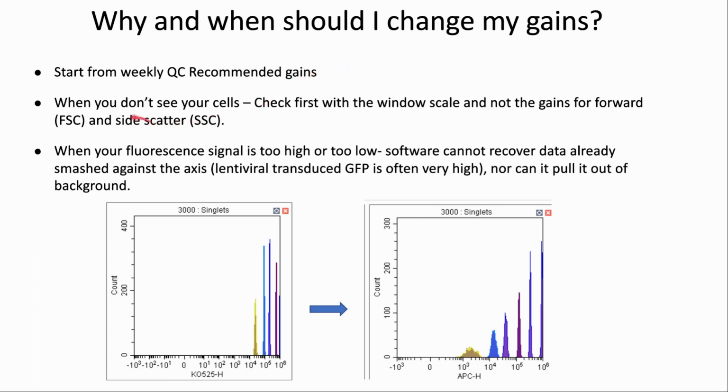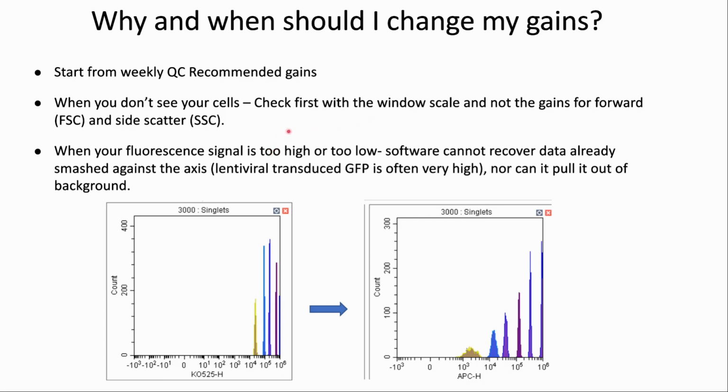When you don't see your cells, often what is happening is that instead of needing to increase the gain of the size or forward scatter and the granularity or the side scatter, the cell is simply off the scale. It is simply not in view, and the user can just adjust the scale of your forward and side scatter graph in order to bring the population back into view.